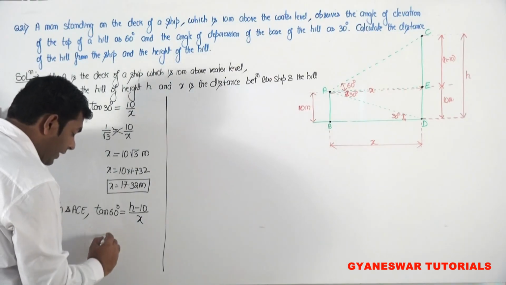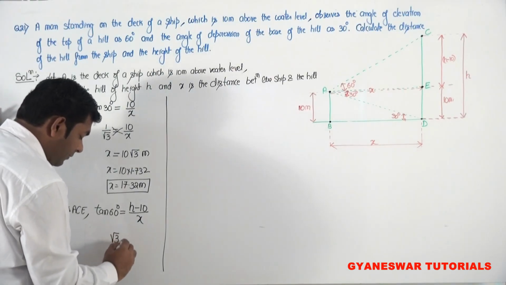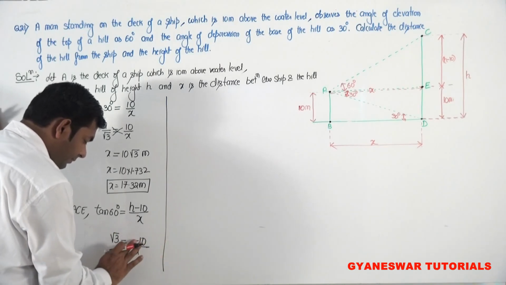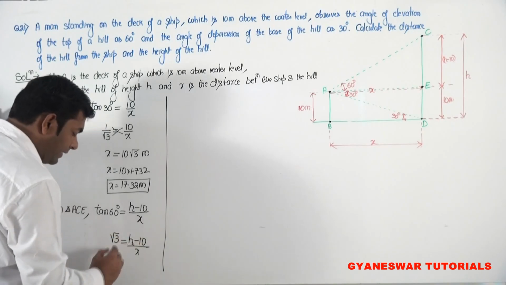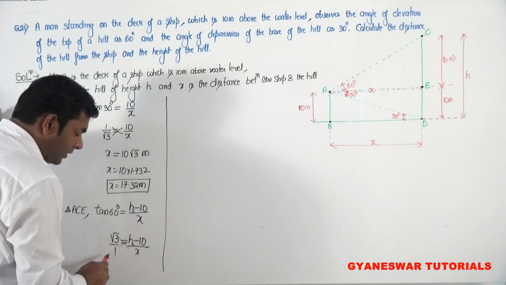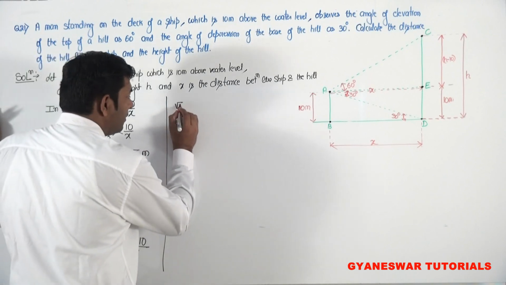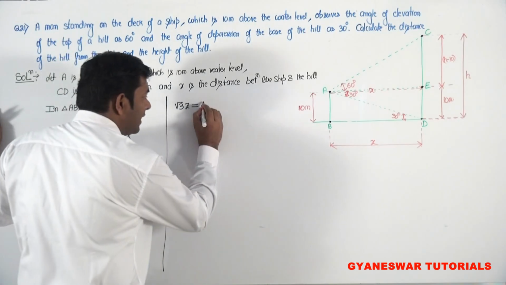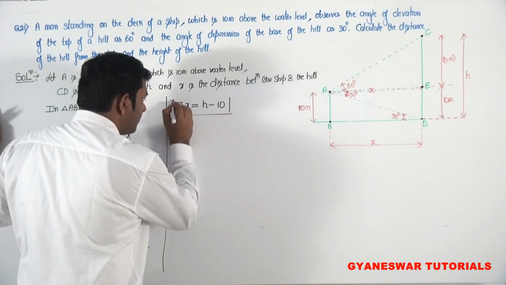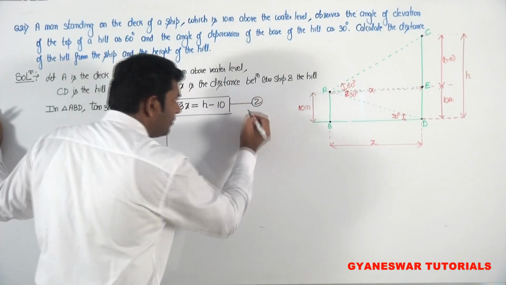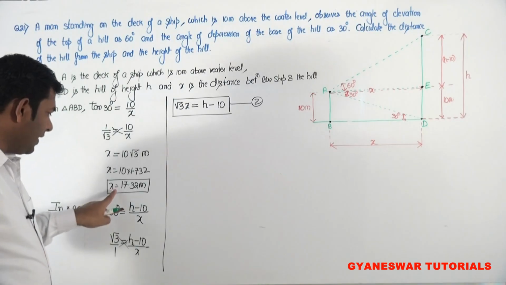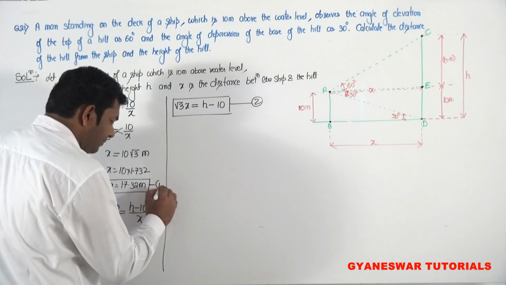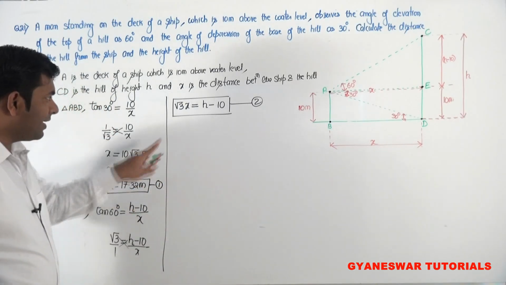The value of tan 60 is root 3. So root 3 is equal to h minus 10 by x, that is root 3 by 1. Cross multiplication gives root 3 x is equal to h minus 10. This is equation number 2. I already have the value of x from here, consider this equation number 1. Put the value of x here.